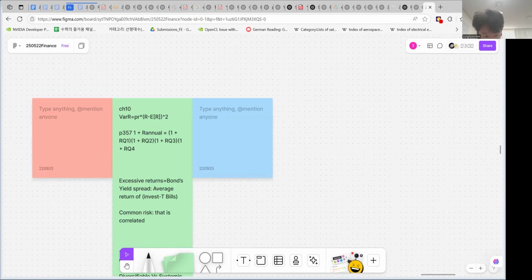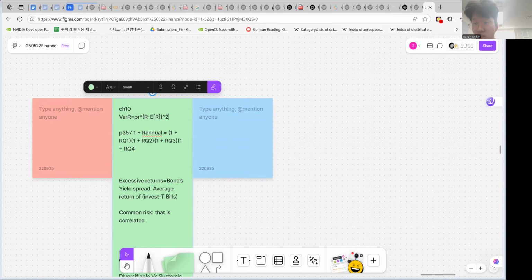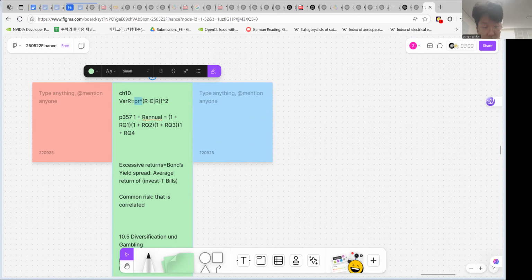How to calculate variance of return? You should first calculate expected return, and for each of the returns you should take the difference and square it. You should also multiply by probability because there's probability. And one plus your return equals one plus the first quarter, multiplied by one plus each quarter.